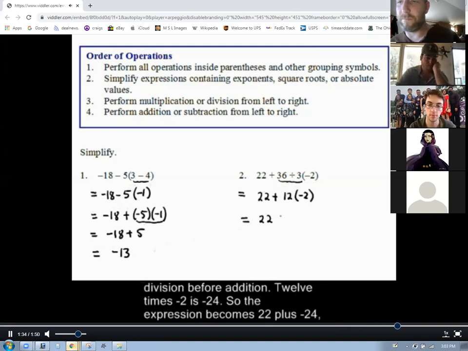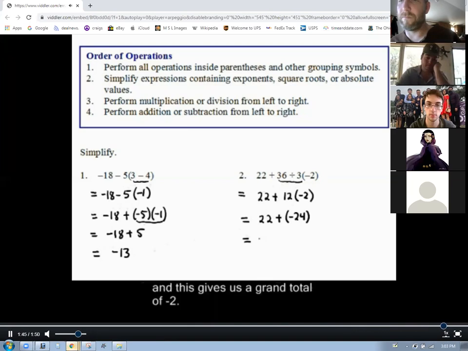12 times -2 is -24. So the expression becomes 22 plus -24. And this gives us a grand total of -2.